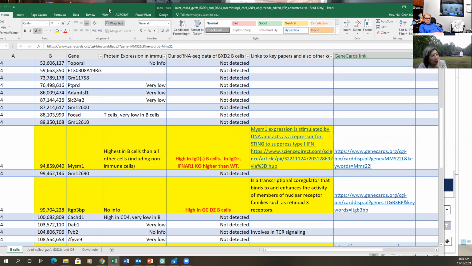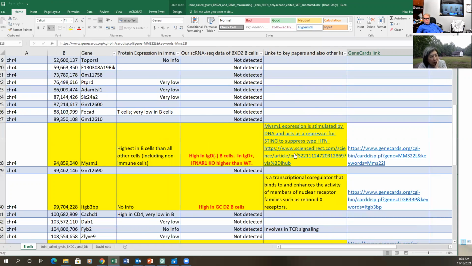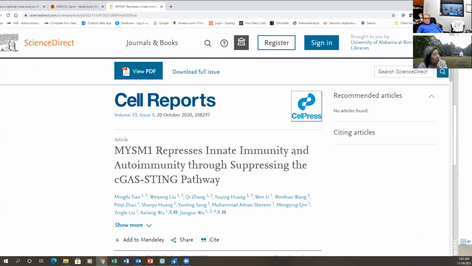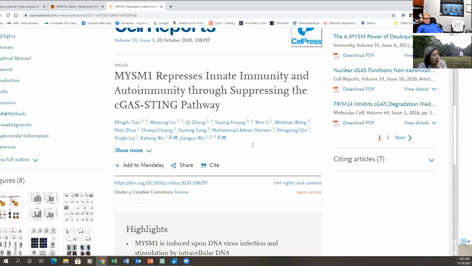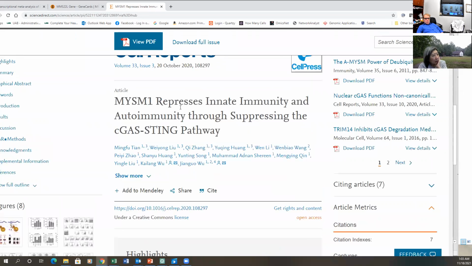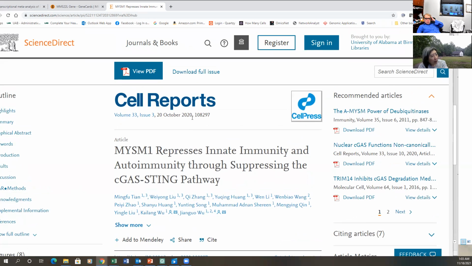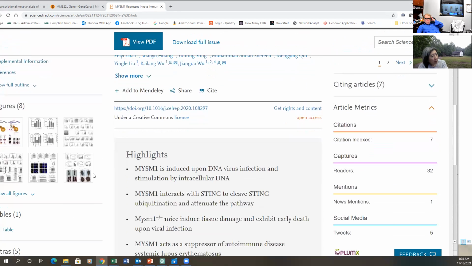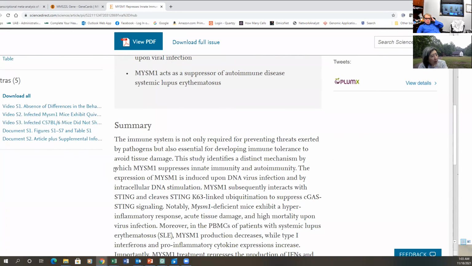That's overall, I think. And of course, this is the paper about that. If you have a lower expression of this, you will have an increase in autoimmunity. And this is fairly new from last year, so this is a new concept. Okay, so I think this is a good one.